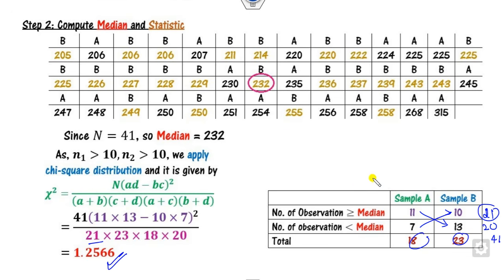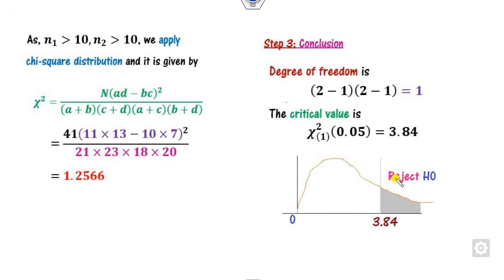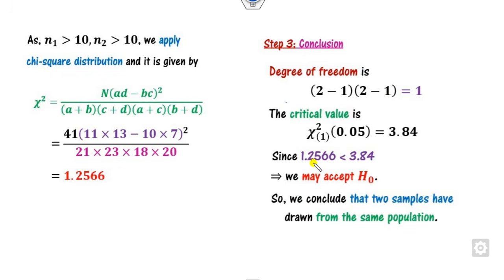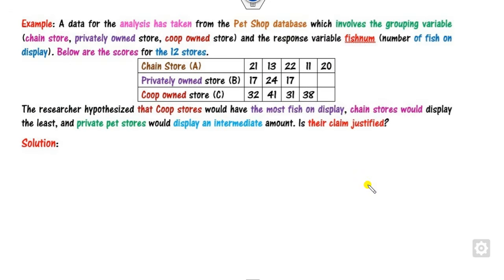Now since it is a 2 cross 2, what is our degree of freedom here? It is 2 minus 1, 2 minus 1, that is 1. And this is the value of the chi-square from the table. You can see where this value lies. 1.2 lies somewhere here. So it means we accept H0. So your conclusion is, since this value is less than this, we can accept H0.